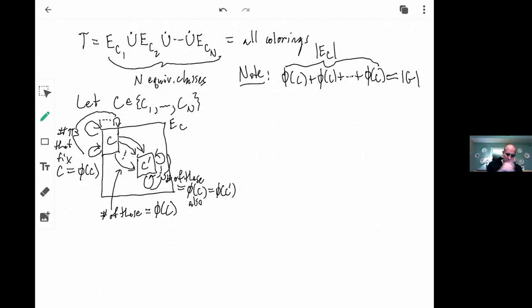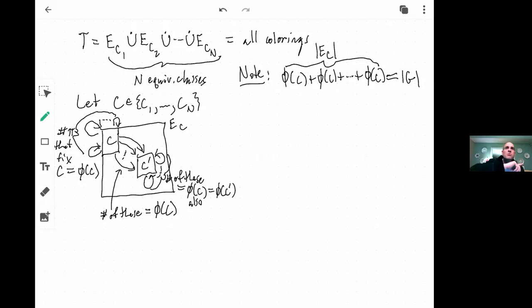How many permutations are going to move me from one coloring to another coloring? Well, it's always going to be phi of C, the number of things that fixed, right? Phi reminds you of fixed, by the way, so it's well-chosen notation. It's the phonetic letter for F in the Greek alphabet, okay?